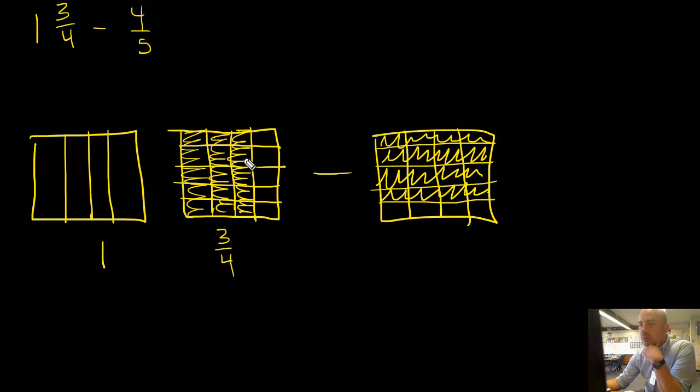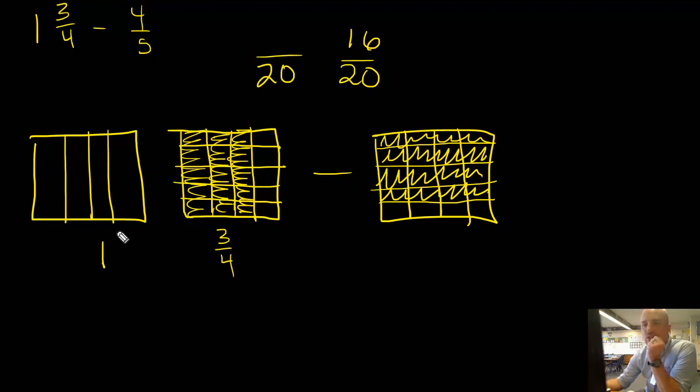I know if I counted these boxes up, I have 5 times 4, right? I have 5 groups of 4, or 4 times 5 here. So I know that I'm going to be dealing with 20ths. Okay. Over here, I have 4, I have 8, I have 12, I have 16. So 16 20ths. That's what I'm subtracting.